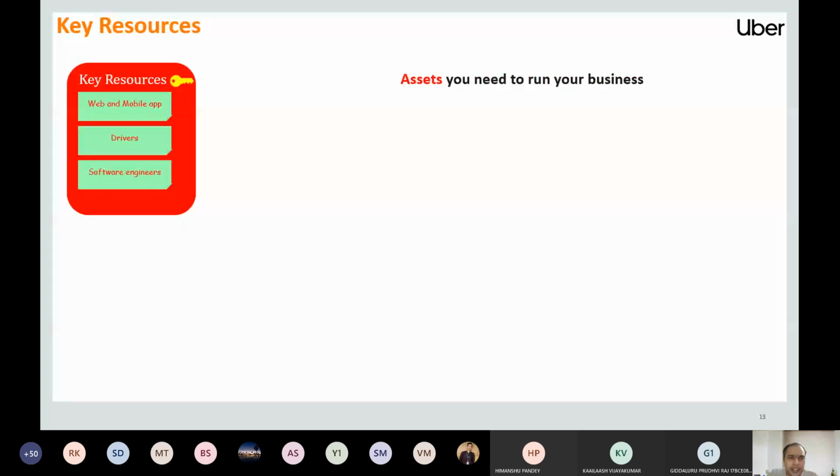Next is key resources, right? So what are the assets you need? You should have a strong web page, a strong mobile app, and you should have good drivers registered to your platform. Then you need software engineers to protect from hackers the web page and the mobile app which you run for your business, on which your business is basically running. So these are the three assets you should possess. These are the three key functionalities which you should always monitor to run your business successfully.